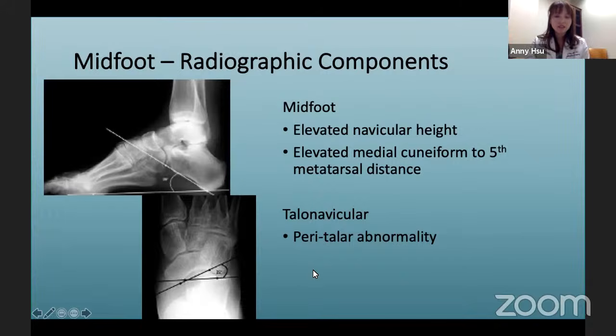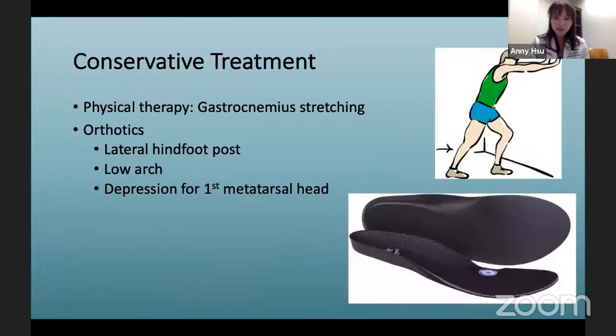The talonavicular joint is never quite normal. It always has a slightly subluxed appearance, so beware of those peritalar abnormalities noted on your AP X-ray.